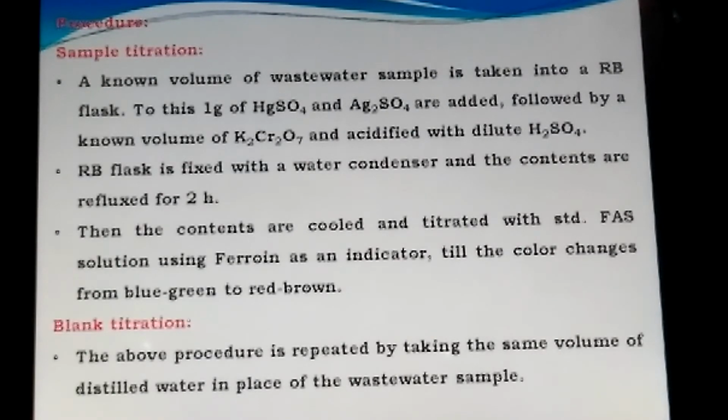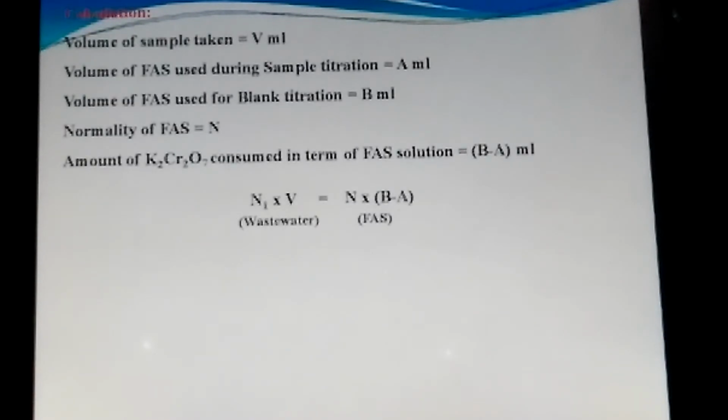Then the contents are cooled and titrated against standard ferrous ammonium sulfate solution using ferroin as an indicator till the color changes from blue-green to red-brown. Obtain the burette reading here. Then go for the blank titration. In the blank titration, the same procedure of sample titration is followed, but instead of wastewater sample, equal quantity of distilled water is used. Then obtain the burette reading here, and using the burette readings in sample titration and blank titration, COD value can be calculated.